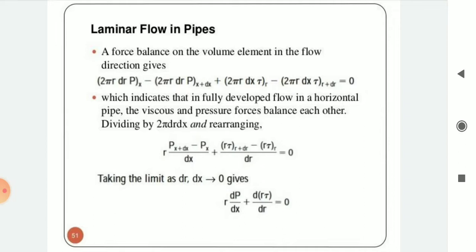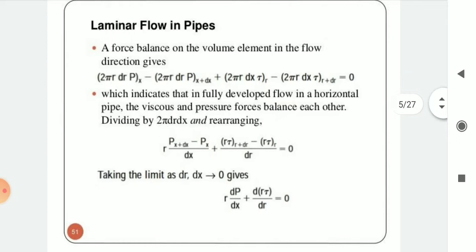Dividing this equation by 2π dr dx and rearranging, we get r [P(x+dx) minus P(x)] divided by dx plus [(r+dr)τ(r+dr) minus rτ(r)] divided by dr equal to 0. So taking the limit as dr, dx tends to 0 gives r dP/dx plus d(rτ)/dr equal to 0.